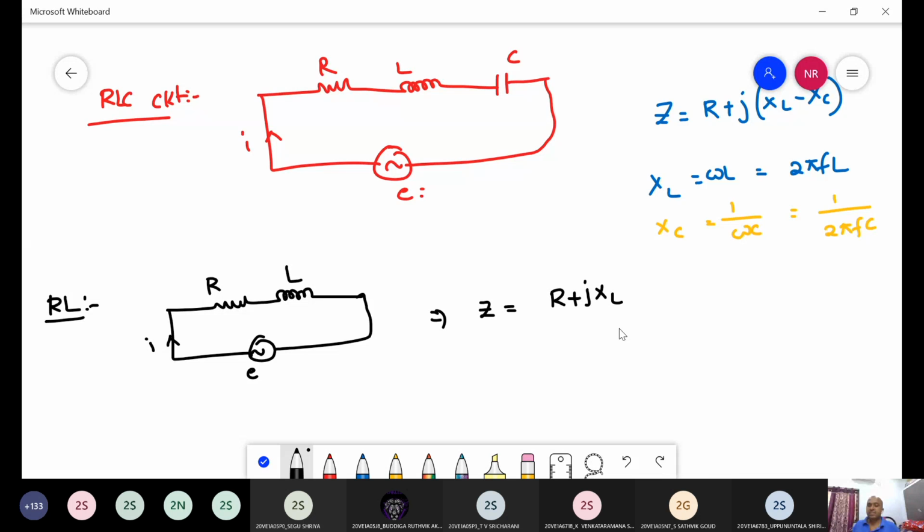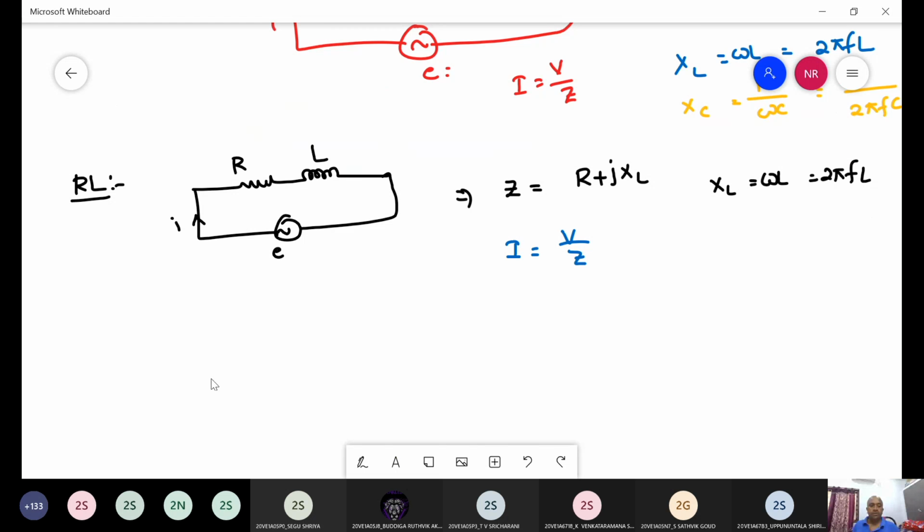Then what is the XL? Same thing. XL is equal to omega L, and it is 2 pi FL. Then what is the formula for I? Same, V by Z. Here also I is equal to V by Z. Right? This is the RL circuit.